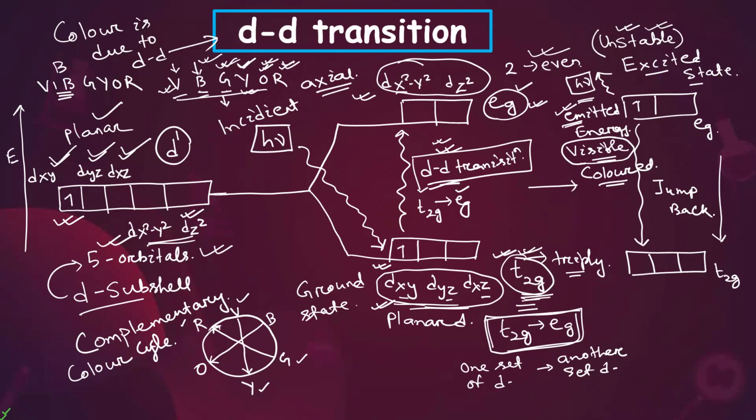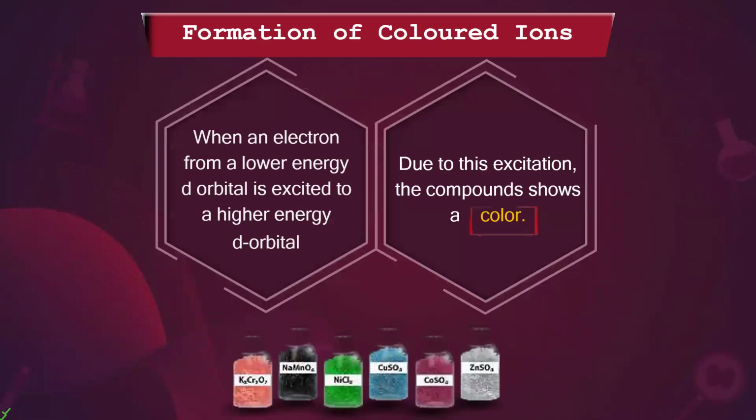Okay, I hope you are listening. Next, say when an electron from a lower energy d orbital, T2g, is excited to the higher energy level Eg, due to this excitation the compound shows coloration.